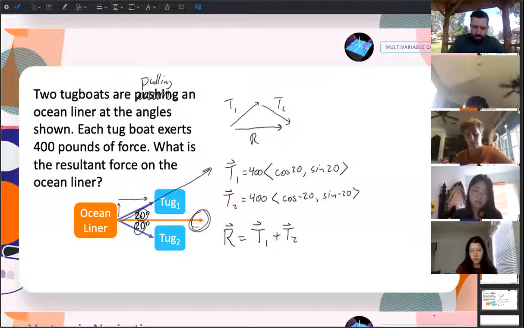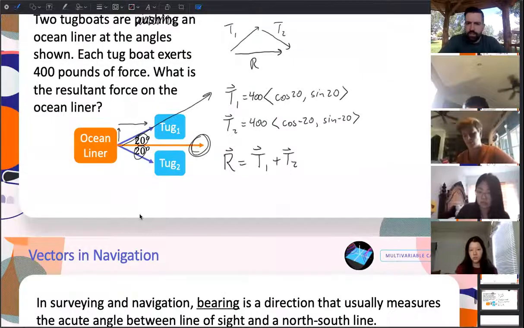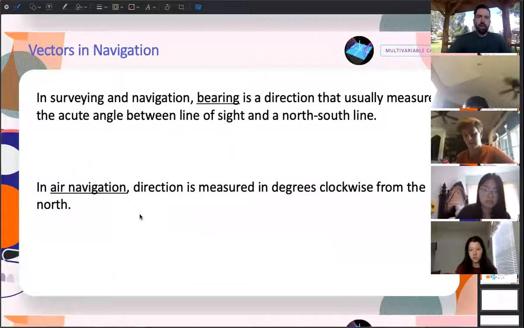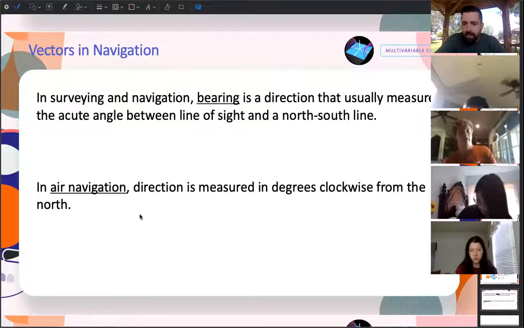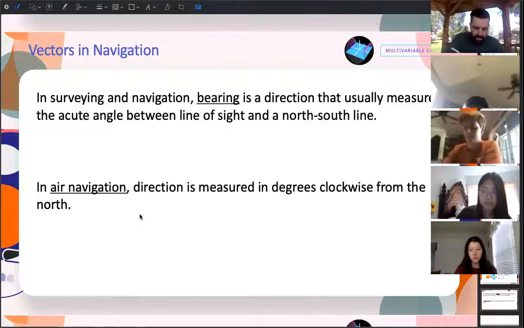Okay, and then the other thing, and we may or may not totally finish, and if we don't finish, I'll finish it tomorrow. In navigation, like aviation, they don't use mathematical direction. They use north, south, things like that. So in bearing, it's usually measured from a north-south line.